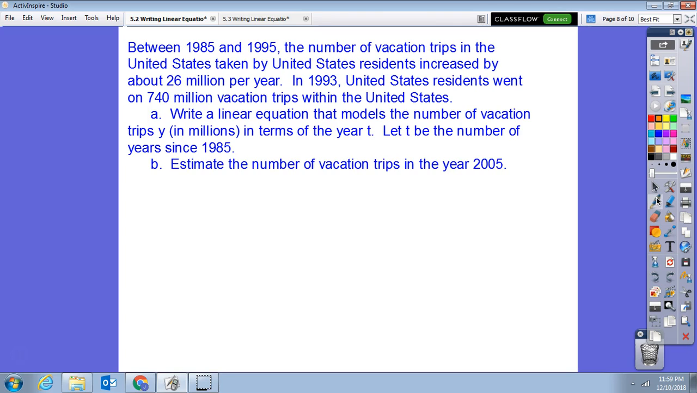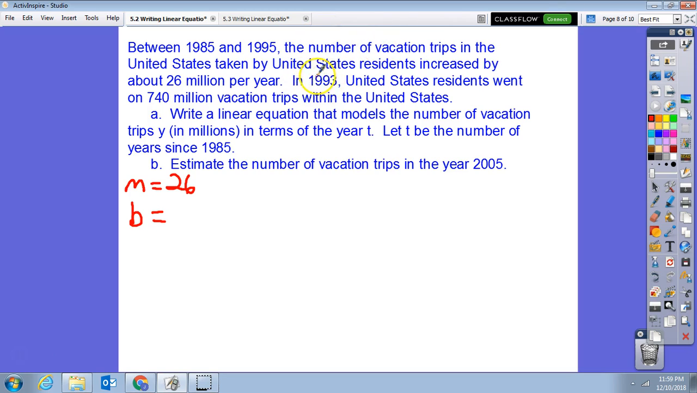Between 1985 and 1995, the number of vacation trips in the United States taken by United States residents increased by about 26 million per year. We talked about this last time in class, but notice that it says increased 26 million per year. That right there is the same thing as my slope. Remember, the slope is called the rate of change. So, now I'm just looking for my beginning amount.